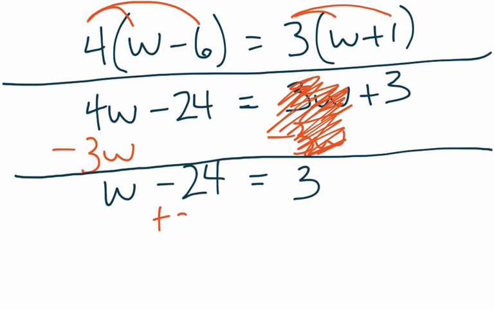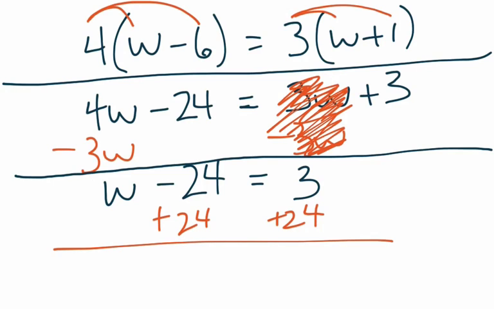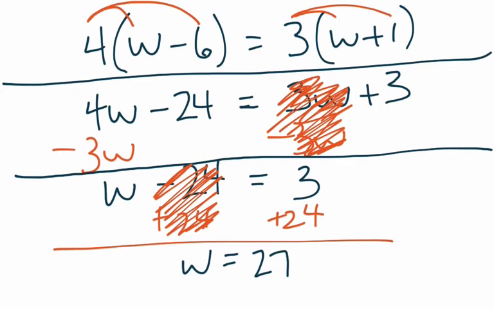So we're going to add 24 to both sides. And these 24s go away. And we get W equals 27. And we didn't even have to divide this time because it was a 1. The coefficient was a 1, and dividing by 1 doesn't change anything.